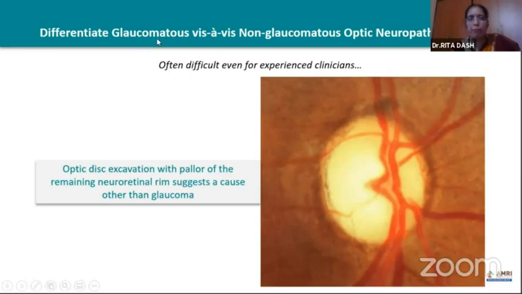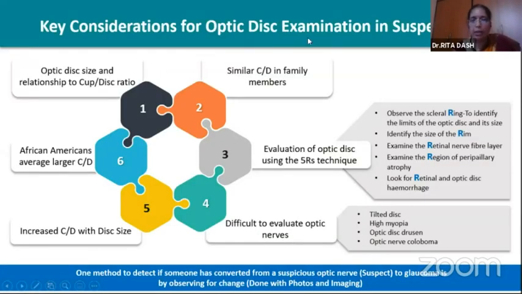But one has to be very careful to differentiate between glaucomatous and non-glaucomatous cupping, which is often very difficult even for experienced clinicians. Optic disc excavation with pallor of the remaining neuroretinal rim suggests a cause other than glaucoma. And what are the considerations in an optic disc suspect? Optic disc size should be considered along with the CD ratio. Similar cup disc ratio in the family members should be examined. Evaluation of the cup disc ratio should follow the usual pattern of the ISNT rule. It is difficult to evaluate the optic nerve in cases of tilted disc, high myopia, optic disc drusen, optic nerve coloboma; increased CD ratio with the disc size should be considered.